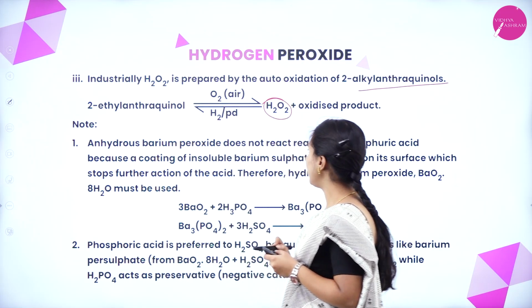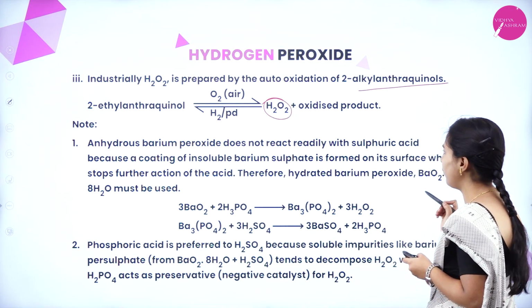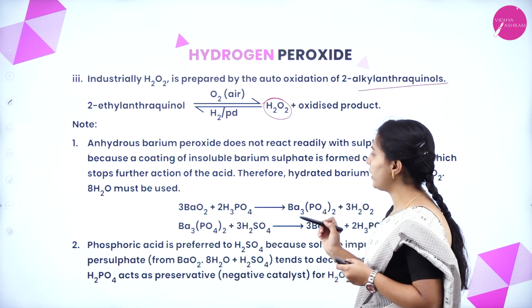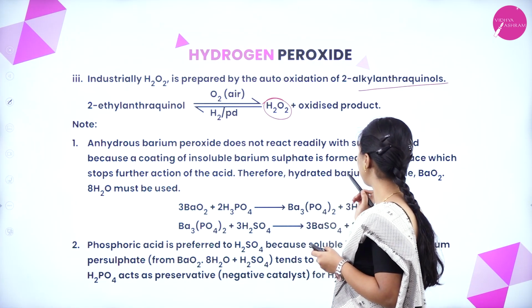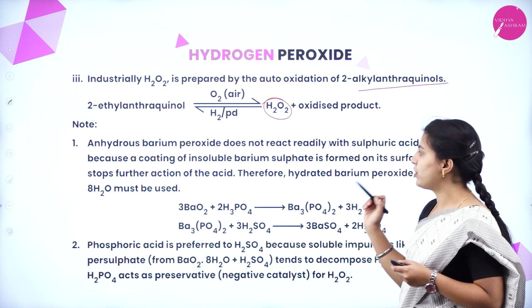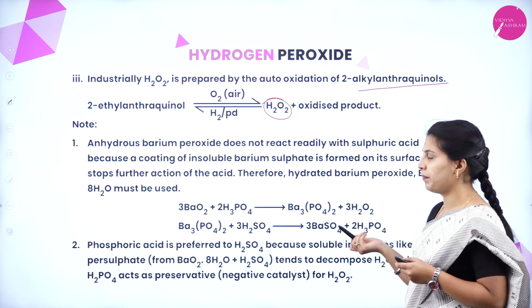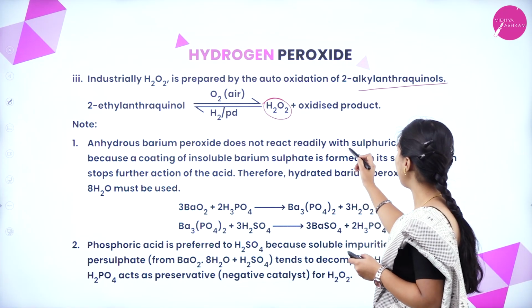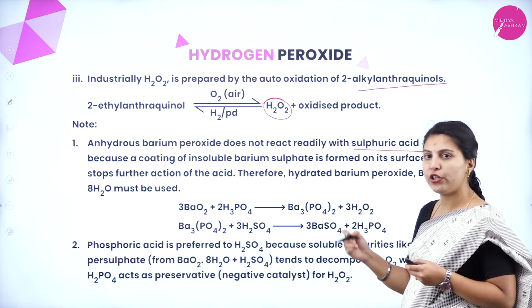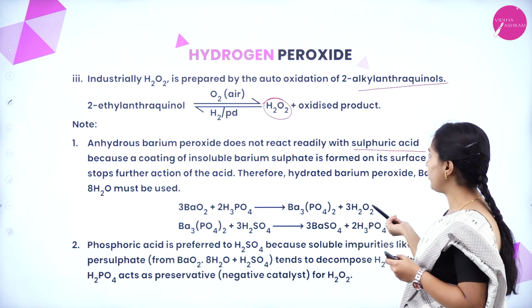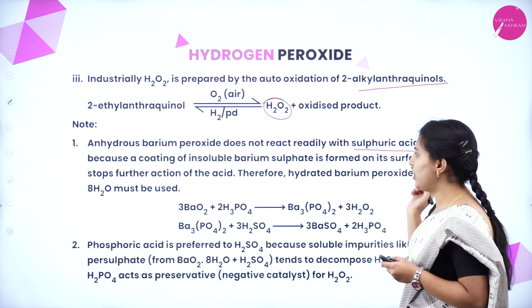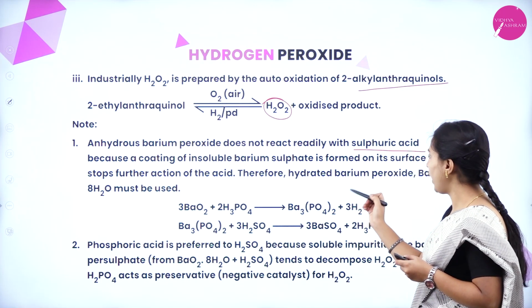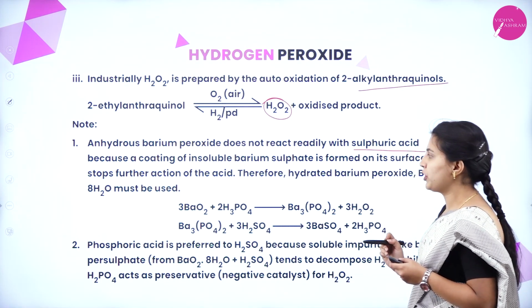Anhydrous barium peroxide does not react readily with sulfuric acid because a coating of insoluble barium sulfate is formed on its surface, which stops further action of the acid. So, therefore hydrated barium peroxide must be used.